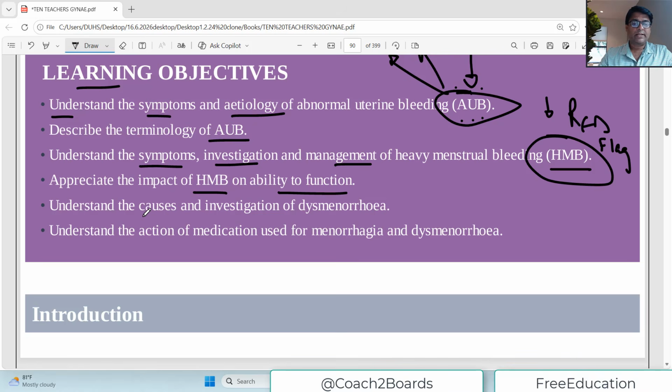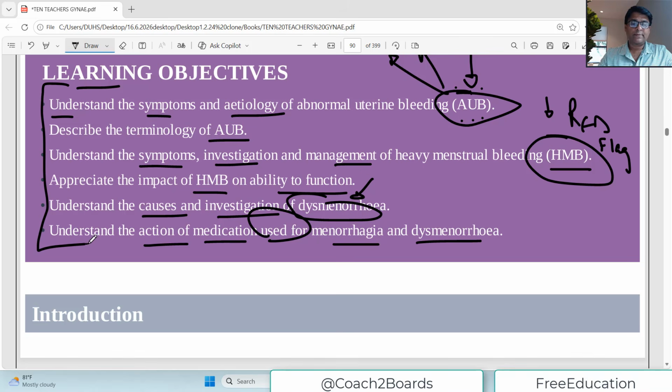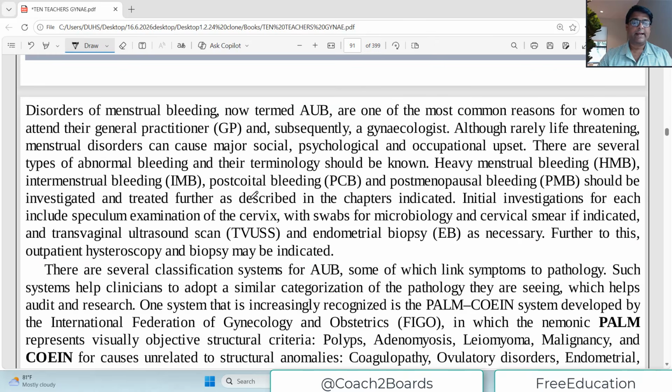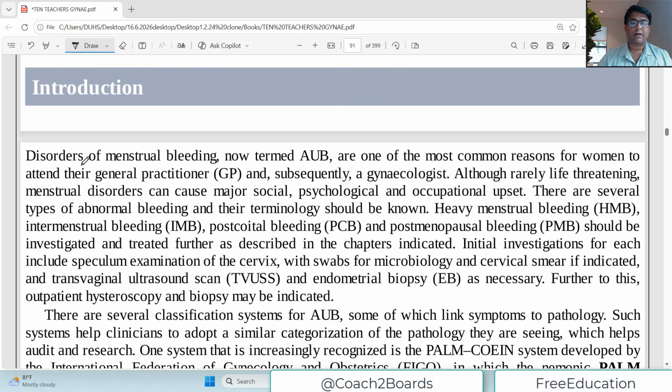Obviously, understand the causes and investigations of dysmenorrhea. Dysmenorrhea is the painful bleed. ये भी हम आज discuss करेंगे. Then understand the action of medications used for menorrhagia and dysmenorrhea. So these are all the spectrum of learning objective that is expected for you to learn through today's session. They're all very important, and let us begin with the introductory paragraphs.